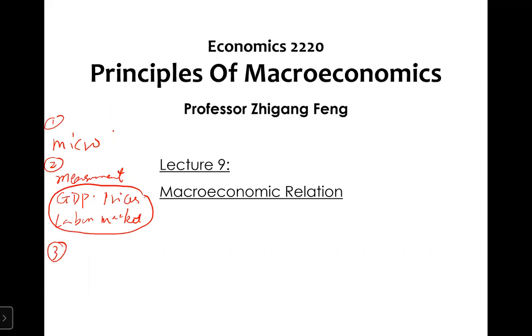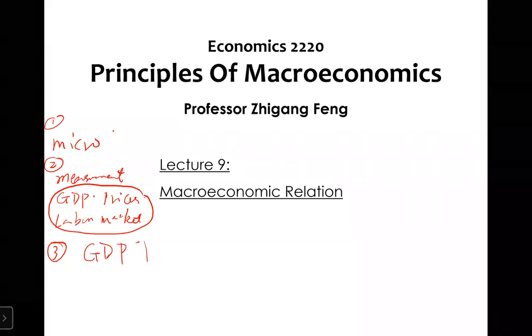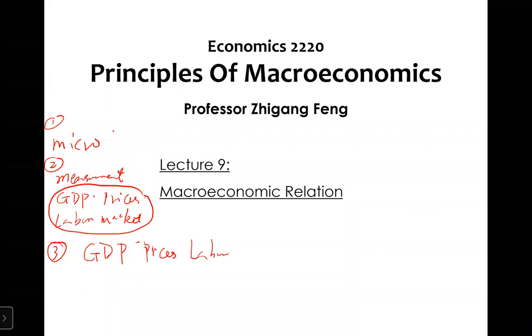Now we enter a third module. Right? In the third module, we want to make sense of those numbers. The big question we're going to ask is, what determines the GDP level we observe? What determines the price level we see? What determines the labor market? Say, for example, the unemployment rate and the labor force participation rate. We want to understand what determines those aggregate variables, or what determines what we observe. So that's what we are going to achieve in the third module.